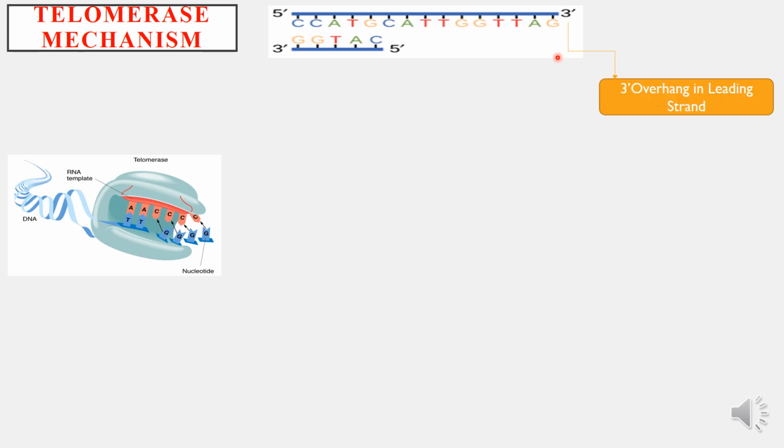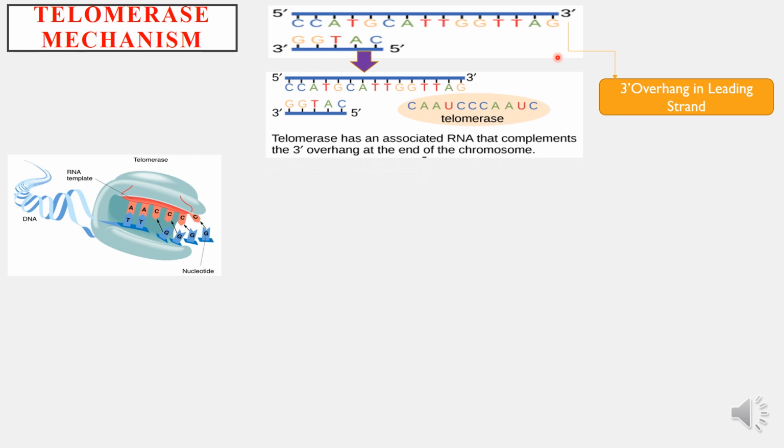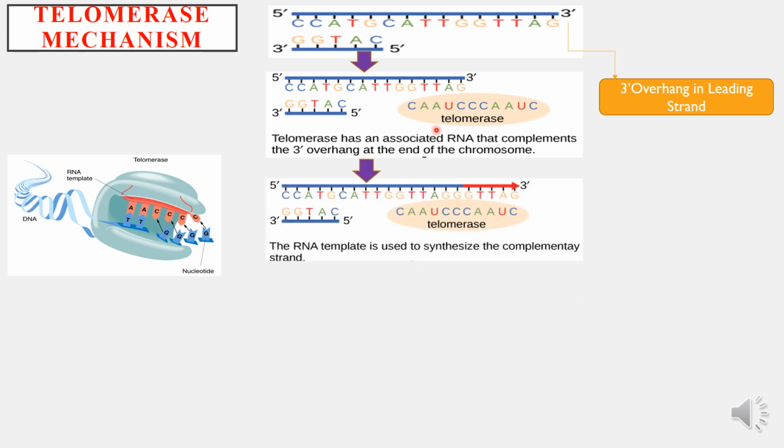this from remaining incomplete. So, the telomerase has an associated RNA that complements the 3' overhang at the end of the chromosomes. So this is the 3' overhang and this is the RNA template which complements it. So the telomerase comes and positions itself here. Then the RNA template is used to synthesize a complementary strand. So this is the RNA template and a complementary strand is synthesized.